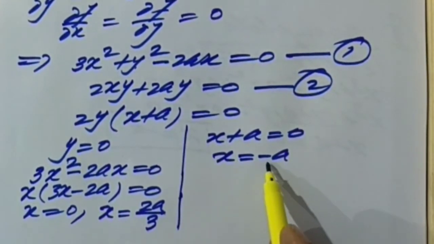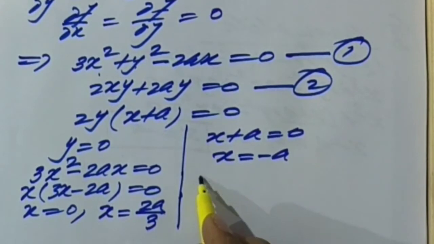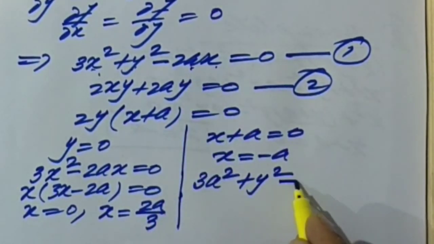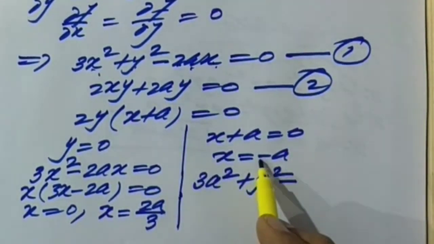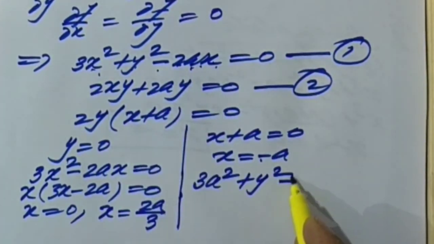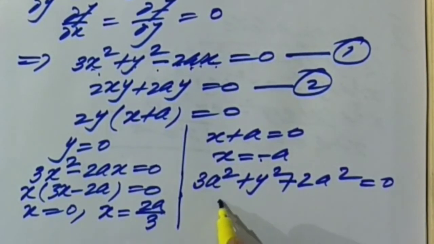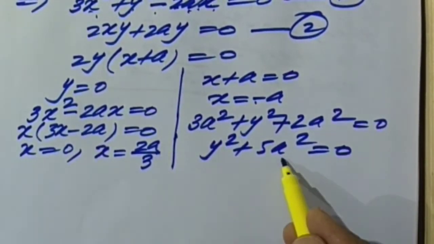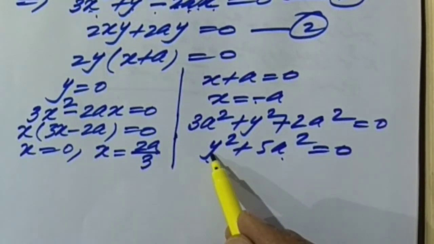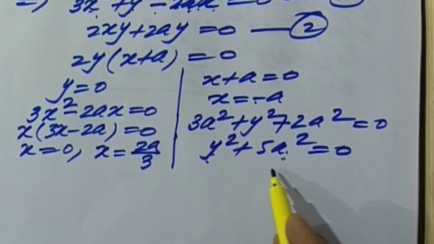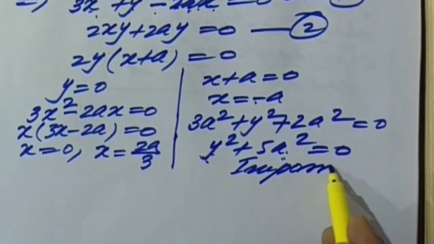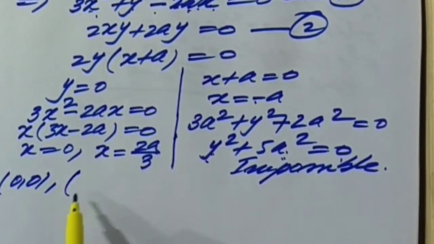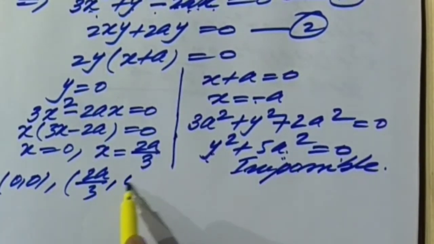From here, if we substitute x is equal to minus a in equation number 1, we get 3a square plus y square minus 2a times minus a, so because x is negative a, it becomes minus minus plus 2a square is equal to 0. So y square plus 5a square is equal to 0, which is not possible because sum of two positive terms may not be negative, and being square, y square and a square must be positive. So this is impossible. So we have only two double points. One is (0, 0) and other is (2a upon 3, 0).